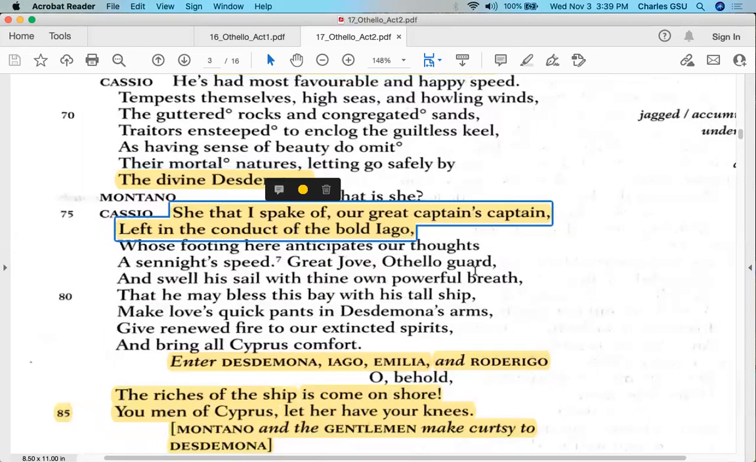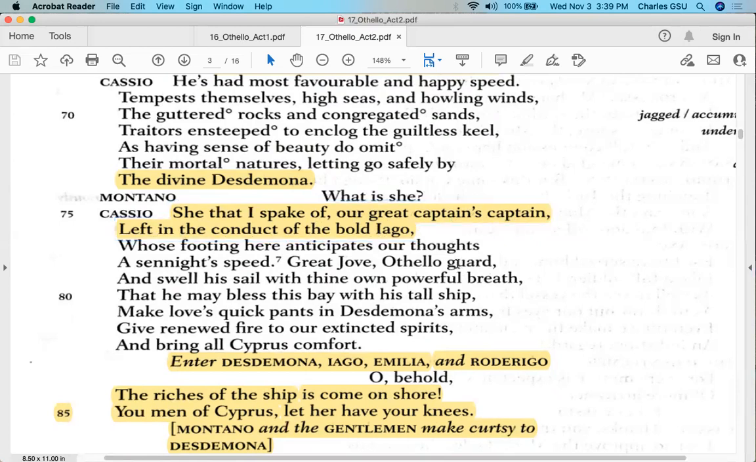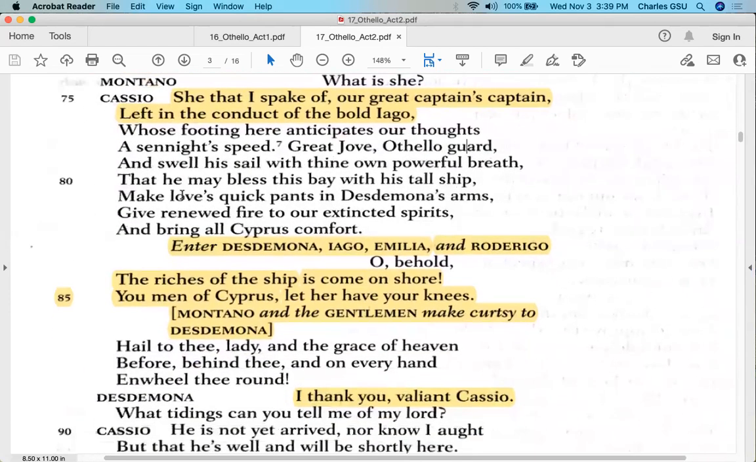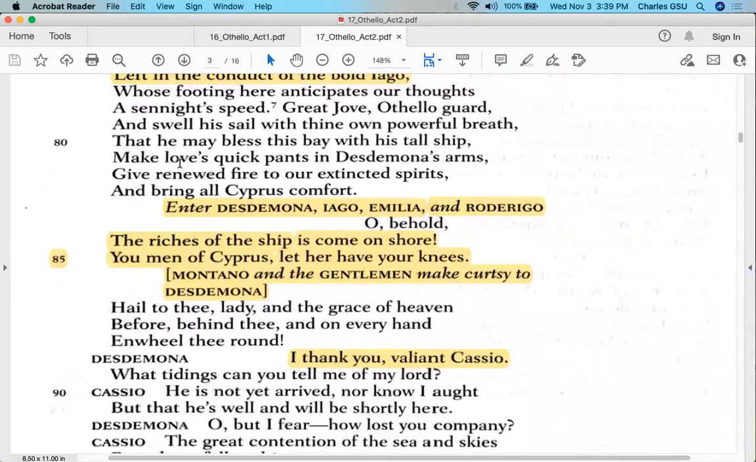There's a little bit of body language here, and Cassio saying, "She that I spake of," meaning Desdemona, "our great captain's captain, left in the conduct of the bold Iago." So the captain's captain would be that Desdemona's in charge, right? Even though, yes, Othello is the general, this phrase, our captain's captain, means that the one really in charge of, in this case, the general, is Desdemona. And I'll let you imagine what sexual connotation he means by that, because it's throughout the play.